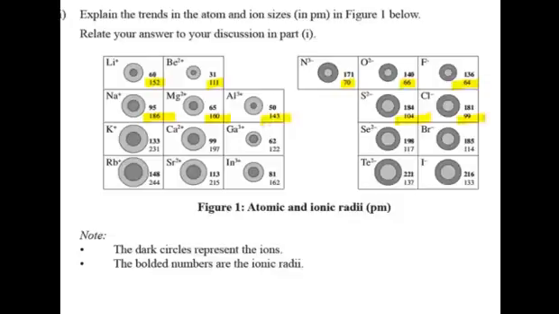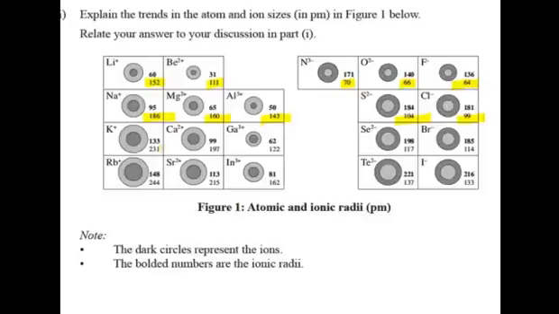As we go across rows in the periodic table, we're in the same energy level. We're adding more protons, and as we add more protons as we go across, it's going to increase the strength of the electrostatic attraction for the outer electrons, and that's going to mean the radius will get smaller as we go across, and we see that as a pattern.